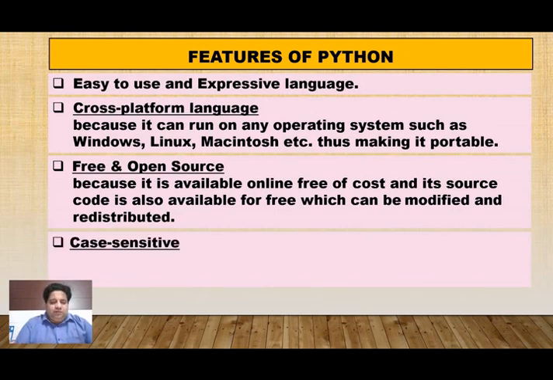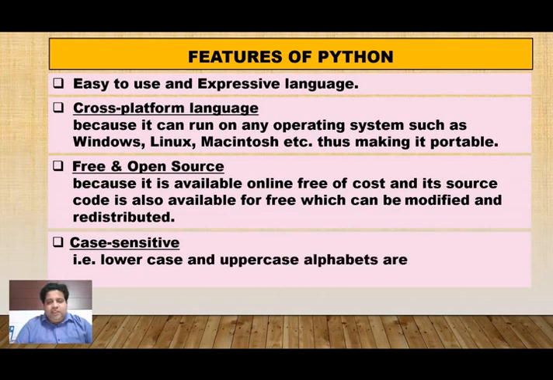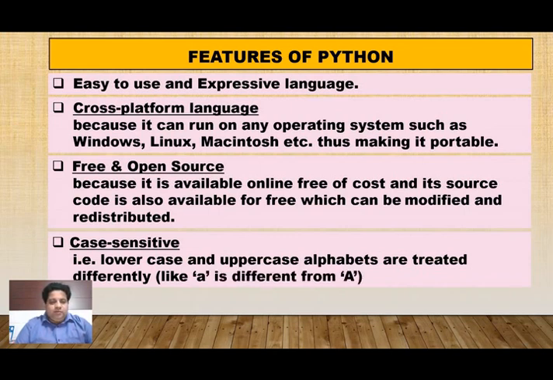Case sensitive. Case means you can type letters in two ways, in small letters or in capital letters. In computers, small letters are called lowercase letters and capital letters are called uppercase letters. In Python, small letters and capital letters are treated differently. So case sensitive means lowercase and uppercase letters or alphabets are treated differently. For example, if you write small a, it will be different from capital A. This point we will learn later on.